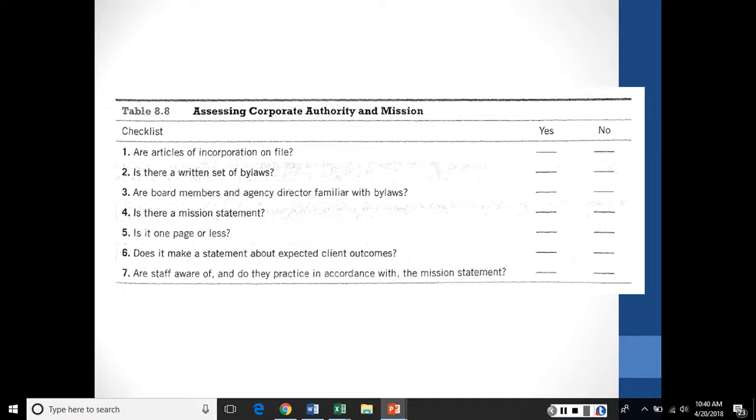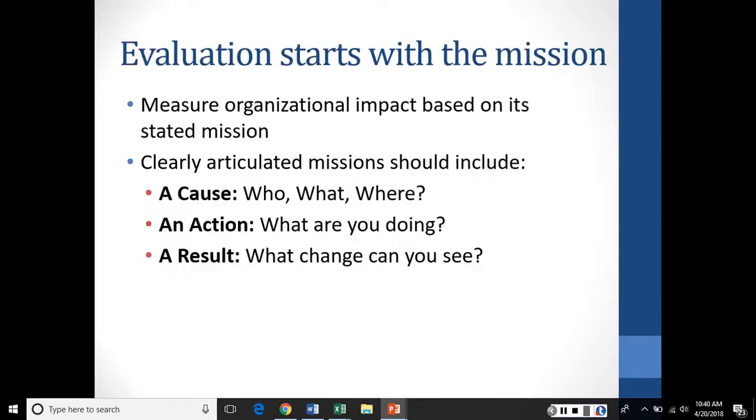Does the organization have a mission statement? Is it short? Does it discuss client outcomes? And are the staff aware of the mission statement? So these are some checklists for assessing the corporate mission statement. The most important thing to keep in mind is when we're evaluating an organization, it all starts with the mission statement. Look at the mission statement of the organization. I would highly suggest this.